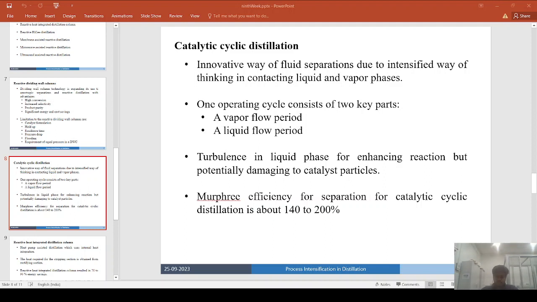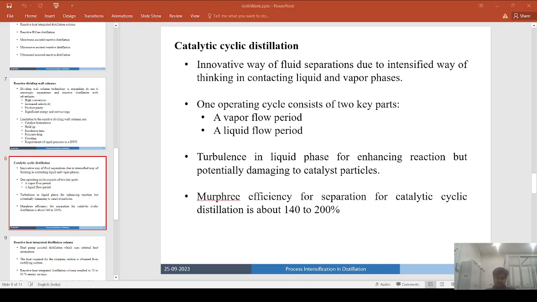Okay, so now we will discuss catalytic cyclic distillation or reactive cyclic distillation, but CCD is a much better, catchy name. So catalytic cyclic distillation, as per the case in 2013, is an innovative way of fluid separation due to an intensified way of thinking in contacting the liquid and vapor phases.